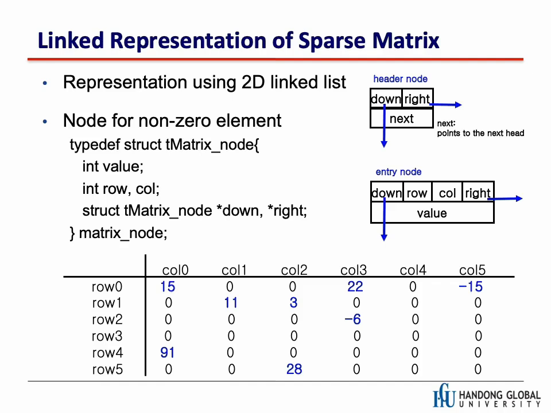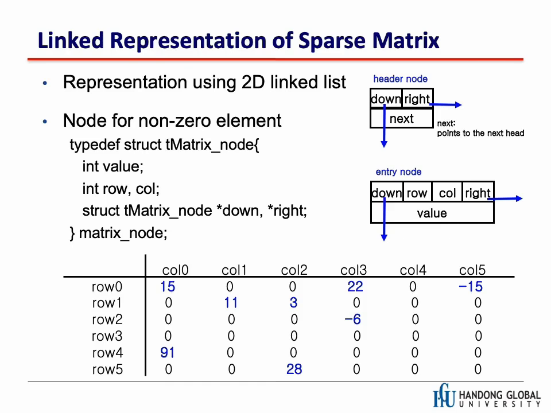For example, the coordinate of this 15 is 0, 0. So row is 0 and the col is 0. What about minus 6? Then row is 2 and the col is 3, and the value is minus 6. So by value and row and col, we can represent minus 6 perfectly. To represent one element, we need one instance of this structure. Then we have to connect all these elements, right?